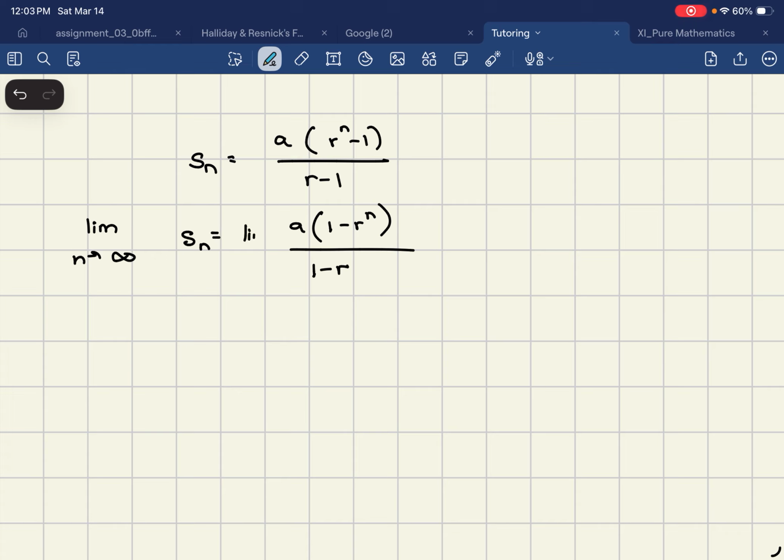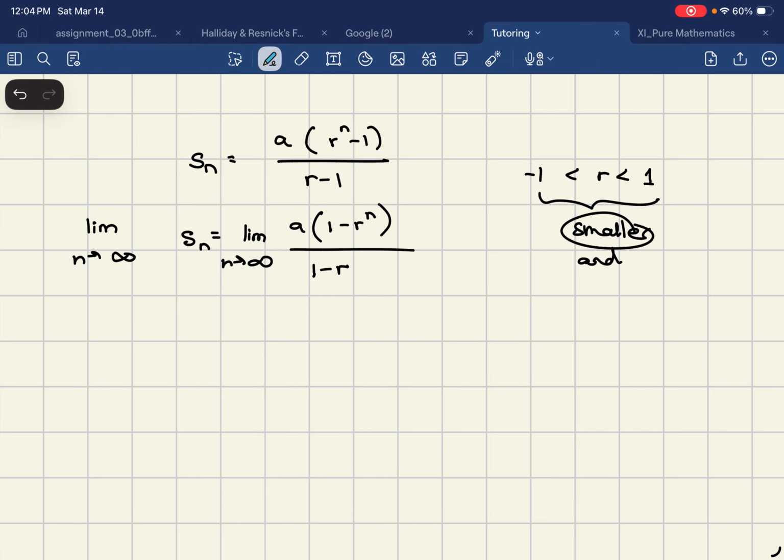So the limit as n tends to infinity. As n gets bigger and bigger, what happens to our sum? Well, remember, I said the condition for convergence was that my r value is between 1 and -1. And if r is between these two, and you raise it to bigger and bigger powers, so if your r is say 0.9 and you're raising it to 2, 3, 4, it's going to get smaller and smaller.